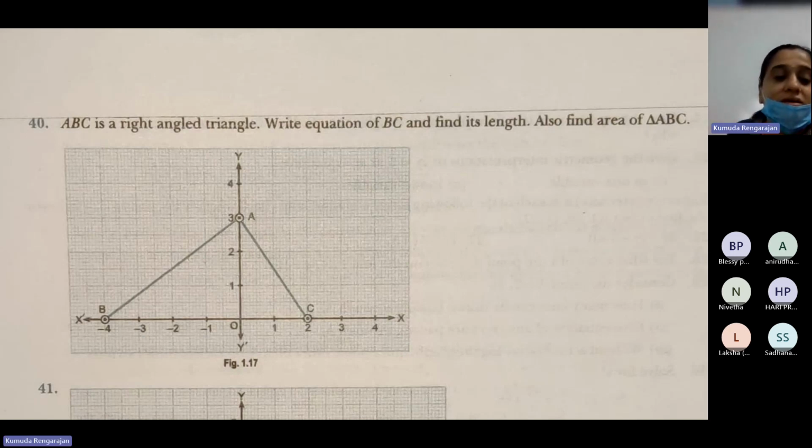Equation of BC. Where is the line segment BC? Where does it lie? It lies on the x-axis. So what is the equation of the x-axis? What is the equation of the x-axis? No, see, what is the equation of the x-axis? We have forgotten.